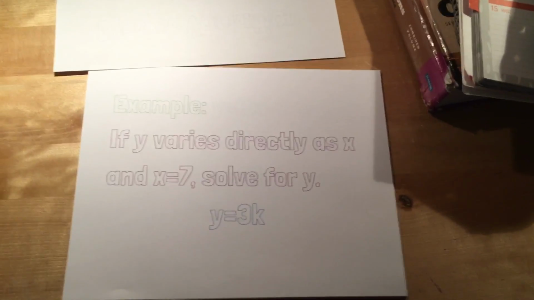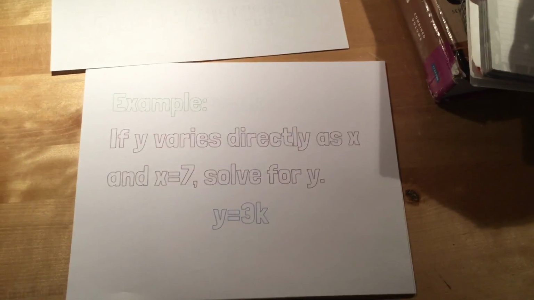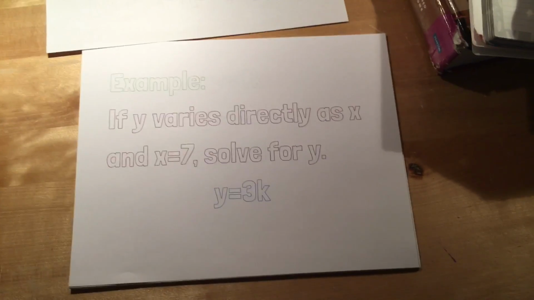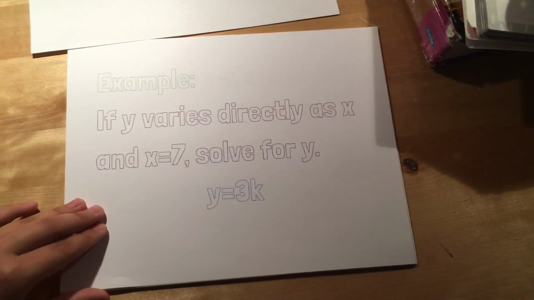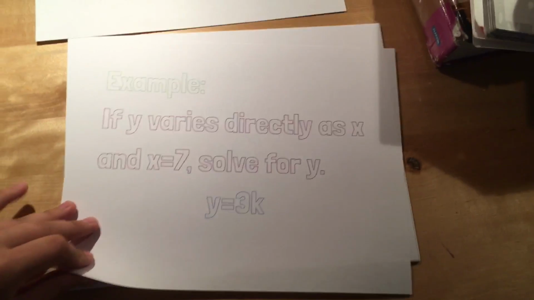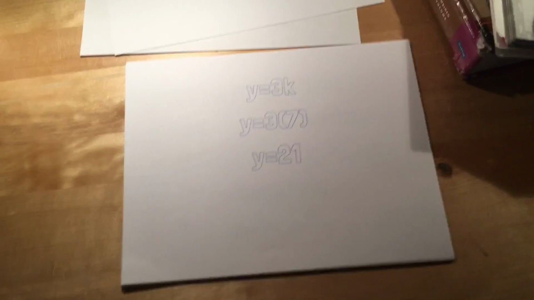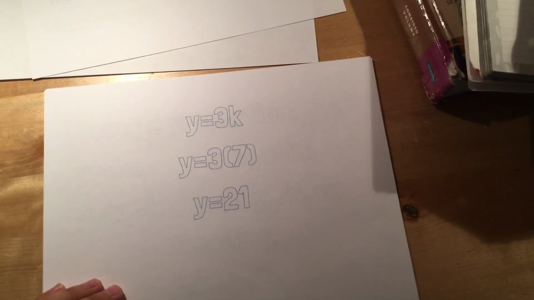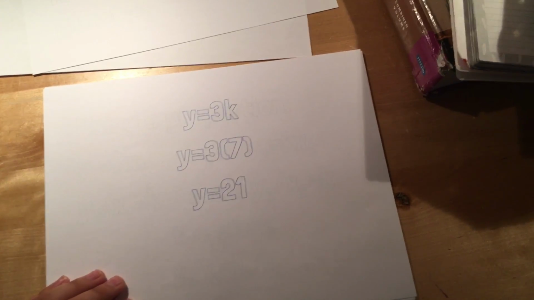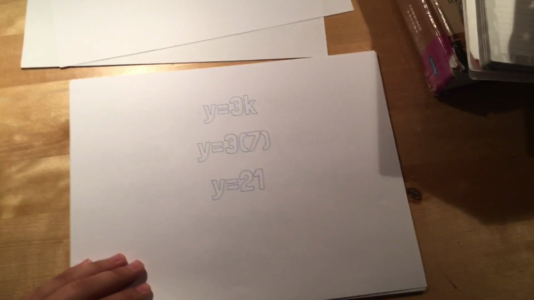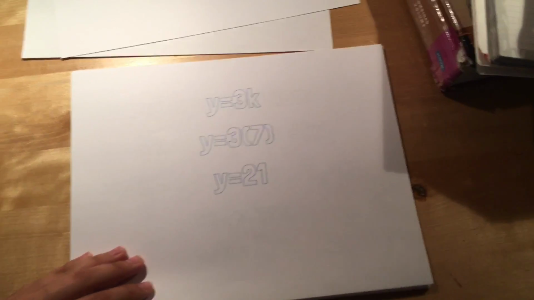Example. If y varies directly as x and x equals 7, solve for y. We'll start off with the equation to give us y equals 3k. We know what k will be, it's 7. So we sub 7 in for k, and it'd be y equals 3 times 7. You'll get y equals 21.